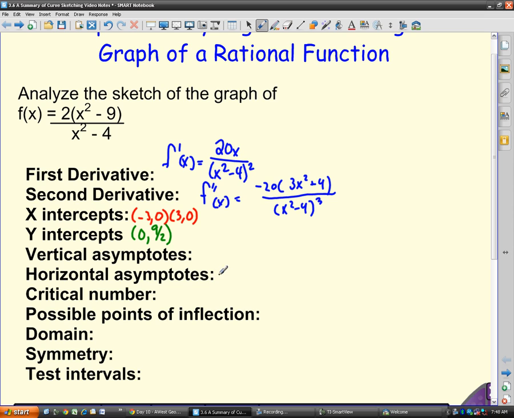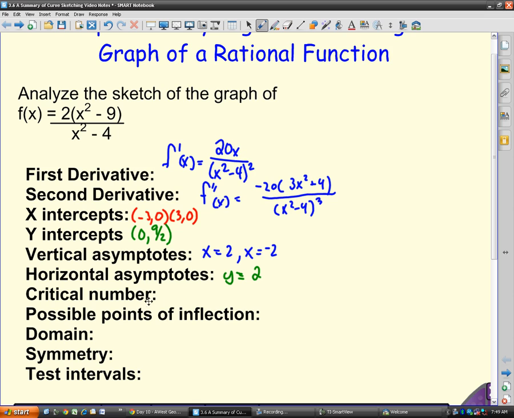Then for vertical asymptotes, we set the bottom equal to 0, and when we do that, we find that we have vertical asymptotes at x equals 2 and x equals negative 2. For the horizontal asymptote, remember that if we take the limit, we would get y equals 2, since the numerator and the denominator have the same power.